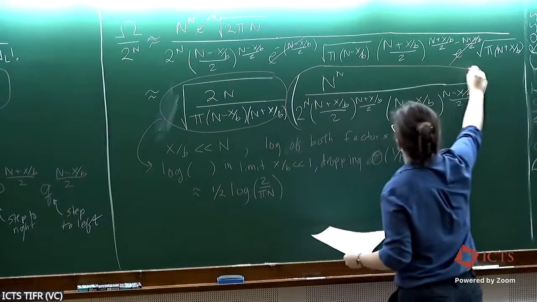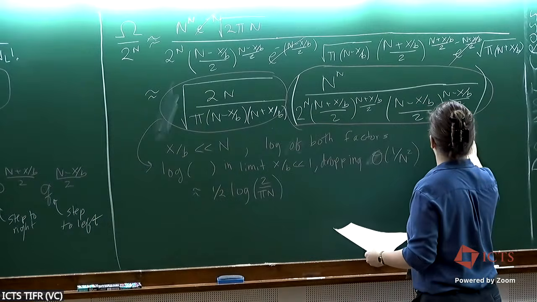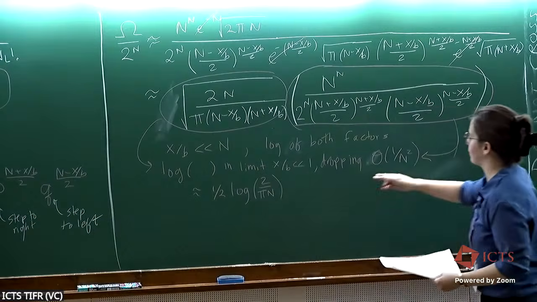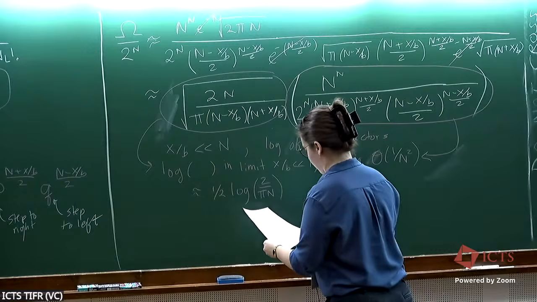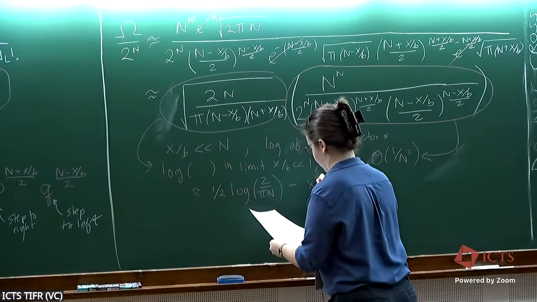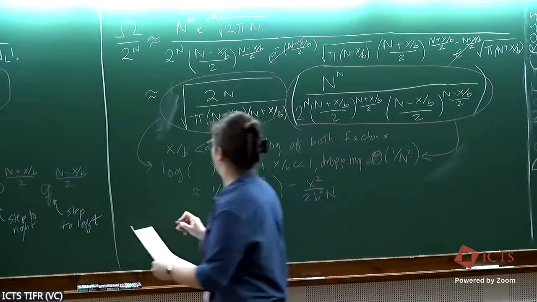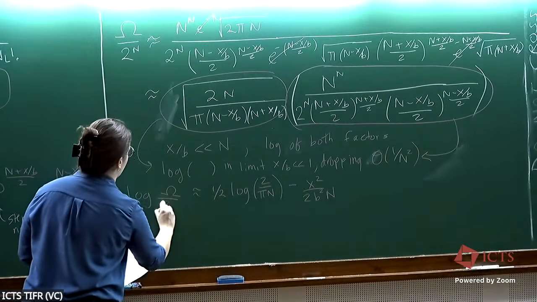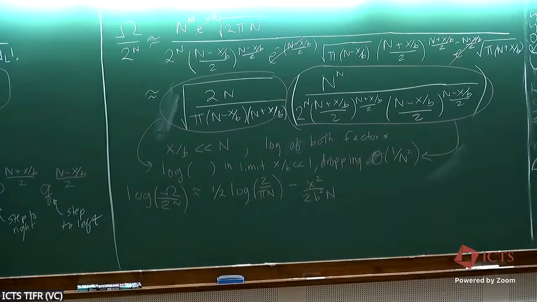And then this term, I'm going to do the same thing. I'm going to take the log of it, take this limit, and then drop terms of order 1 over n squared. And what this gives me is a term that is negative x squared over 2b squared n. So on the left-hand side, this is log of omega to the n, which is really our 1D probability.